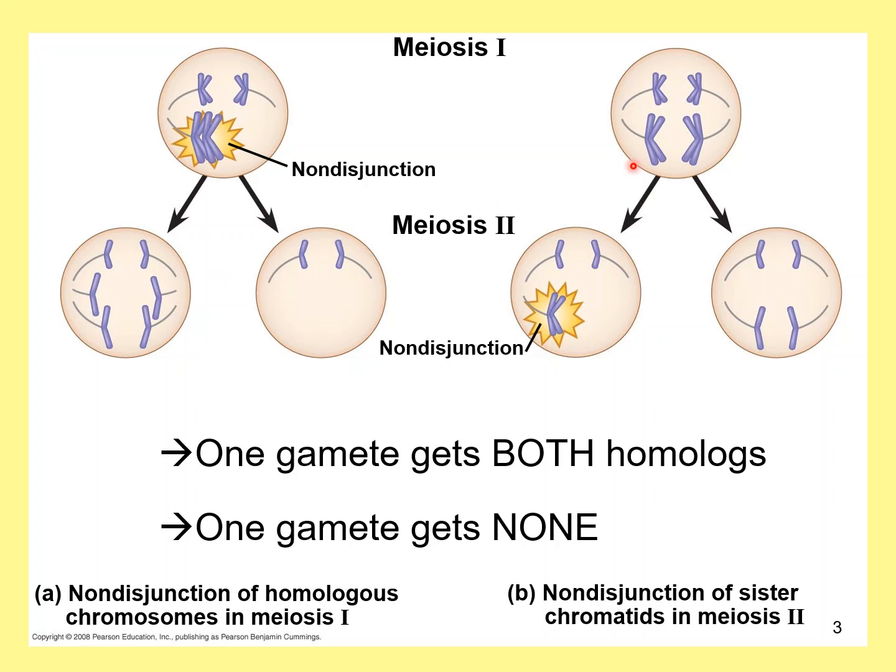Here on the right, we have another situation where meiosis 1 went okay. Everybody separated the way they were supposed to. But then non-disjunction occurred in meiosis 2, and therefore you have one pair that gets one each, so haploid gametes like they're supposed to be, and then non-disjunction occurred in this one, and so now this one has an extra copy.